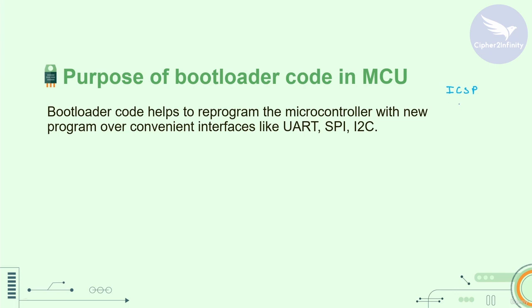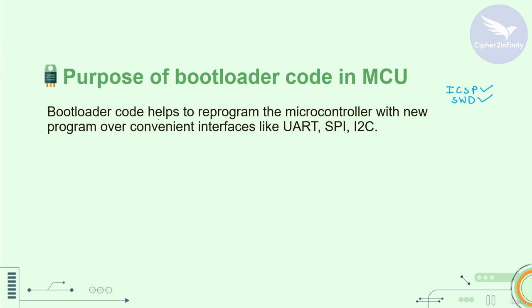Okay. For example, in the case of the STM32 microcontroller, there is one interface which is called the SWD interface, which stands for serial wire debug interface. And using this interface we program the code in the STM32 microcontroller, and using the ICSP interface we program the code in the Atmega microcontroller.